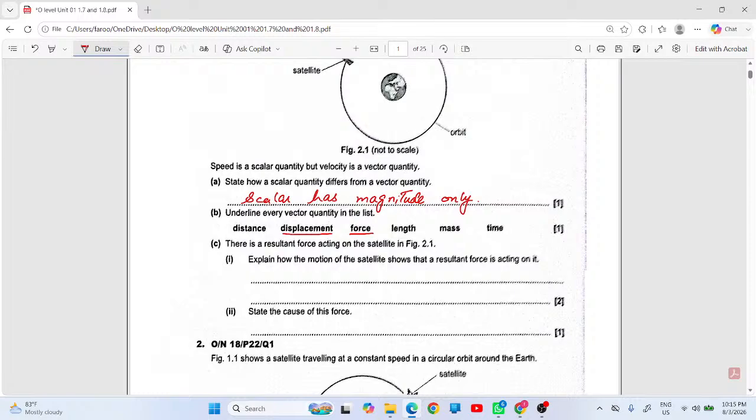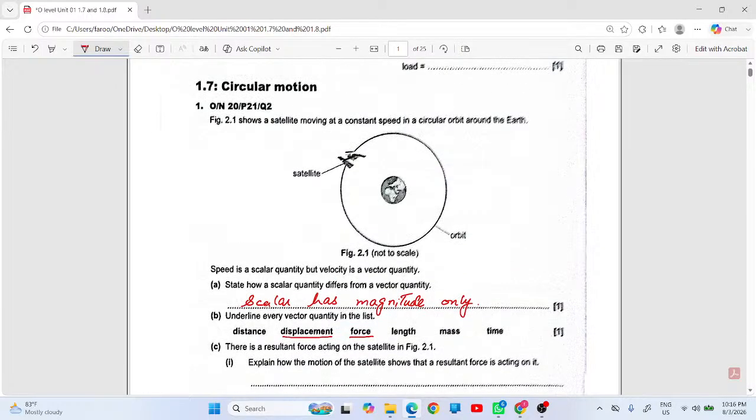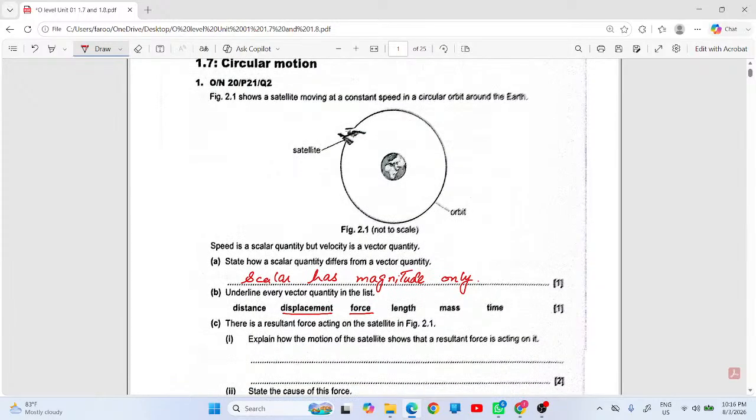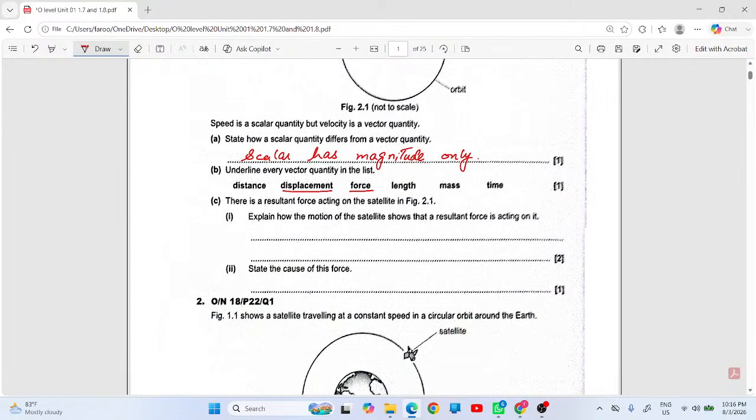Direction of motion is changing and velocity is tangent to the circle. I want you to write that the velocity is tangent to the circle, and we know that the resultant force is towards the center, that we call the centripetal force. What was written in the marking scheme?